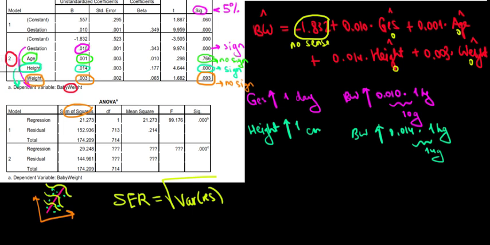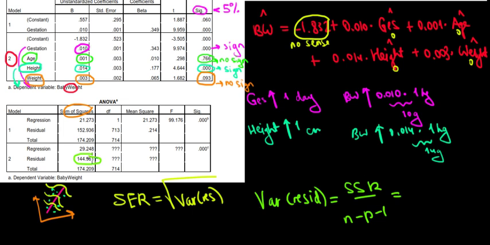Now first step is to find out the variation of the residuals. And the variation of the residuals we refer to the average variation. So the variation of the residual is the sum of square differences of the residuals relative to the n minus p minus 1. So we divide by the degrees of freedom to find out how much it varies on average. The sum of squared of the residuals in the model is 144.961, because we're looking at model 2.